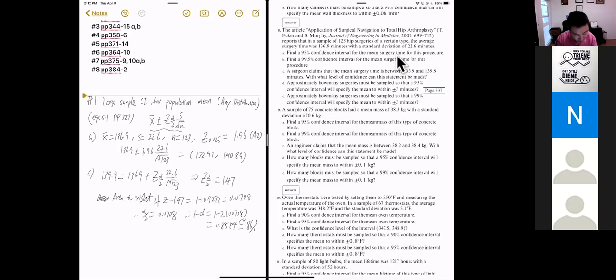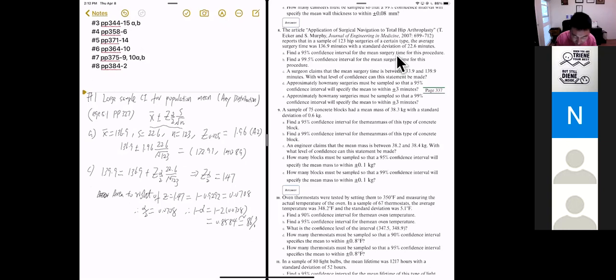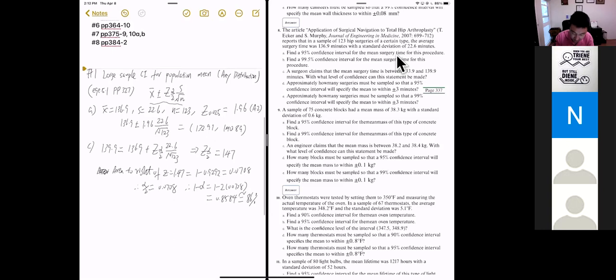Then part D. Part D is asking roughly how many surgeries must be sampled. That's about n, the sample size n, so that the 95% confidence interval will specify the mean to be within plus or minus 3 minutes.